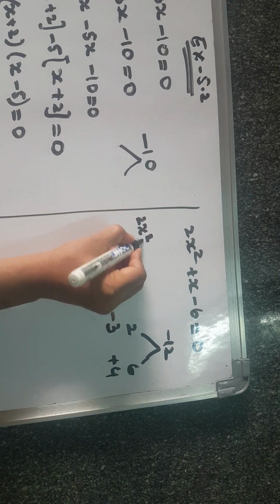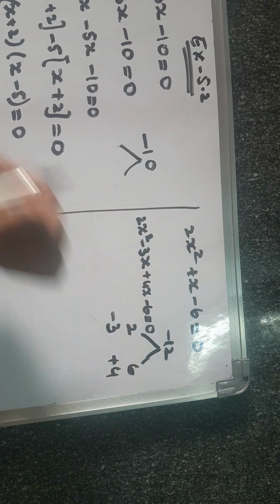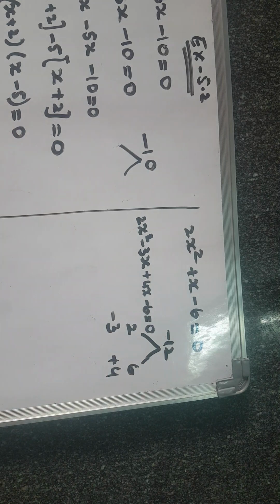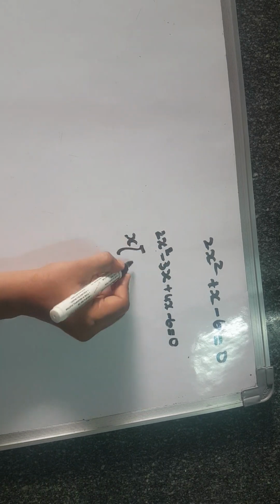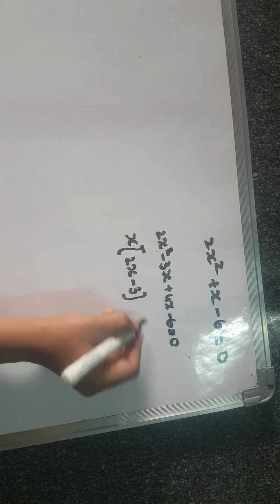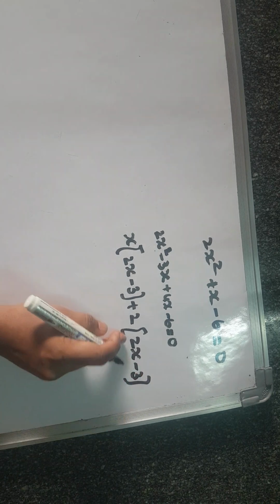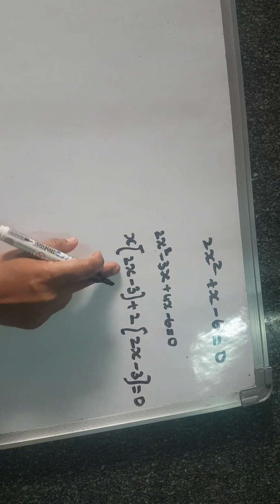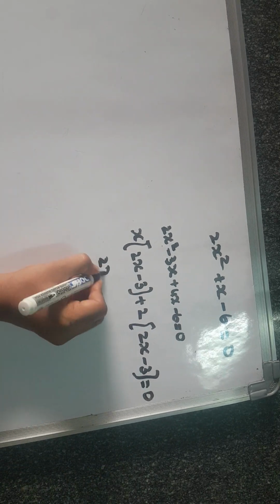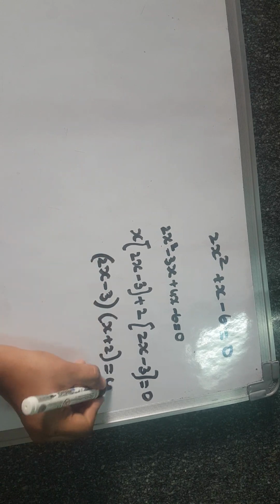Okay, now how can you write this? 2x square minus 3x plus 4x minus 6 equals 0. You can write the value like this. Now let us continue. In these 2 terms you have to take x common, this becomes 2x minus 3, and in these terms 2 common, you get 2x minus 3. 2 2's are 4x, 2 3's are minus 6 equals 0. In these 2 terms I am taking 2x minus 3 common, and the other factor is x plus 2, equating this to 0.